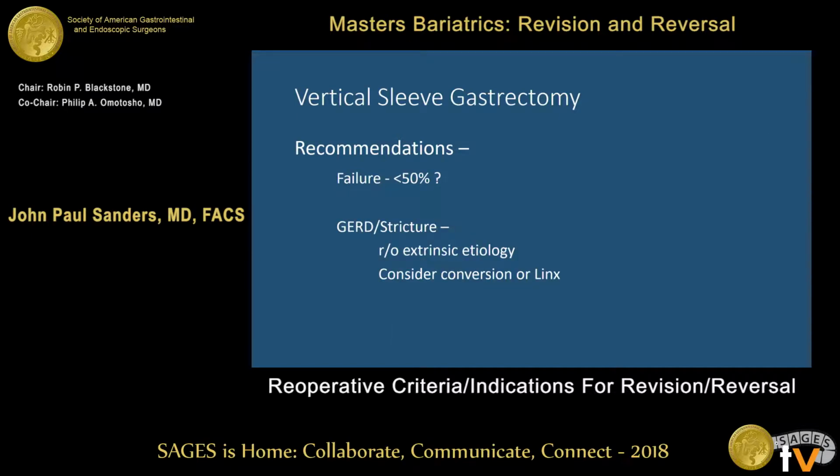So the recommendations with sleeve gastrectomy, again, we're talking about the less than 50% excess weight loss, probably a good standard, but something that I think should be clarified and elucidated further in the future. And for GERD or stricture, as long as you don't have an external etiology such as a hiatal hernia, et cetera, you would consider conversion or adding a LINX procedure, which I think we'll probably talk about in another part of this conference.